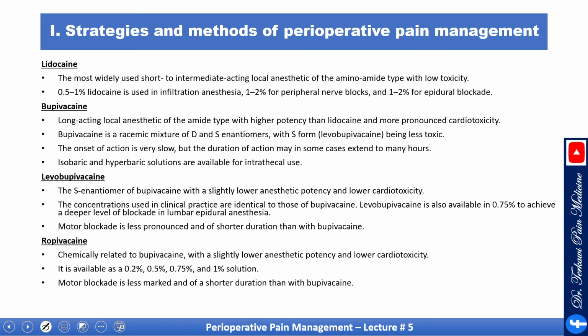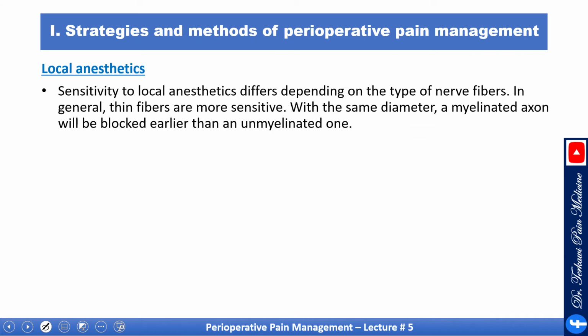It is available as 0.2, 0.5, 0.75, and 1 percent. Because the motor blockade is less marked than with bupivacaine, it's more commonly used in regional analgesia and anesthesia, mainly analgesia.